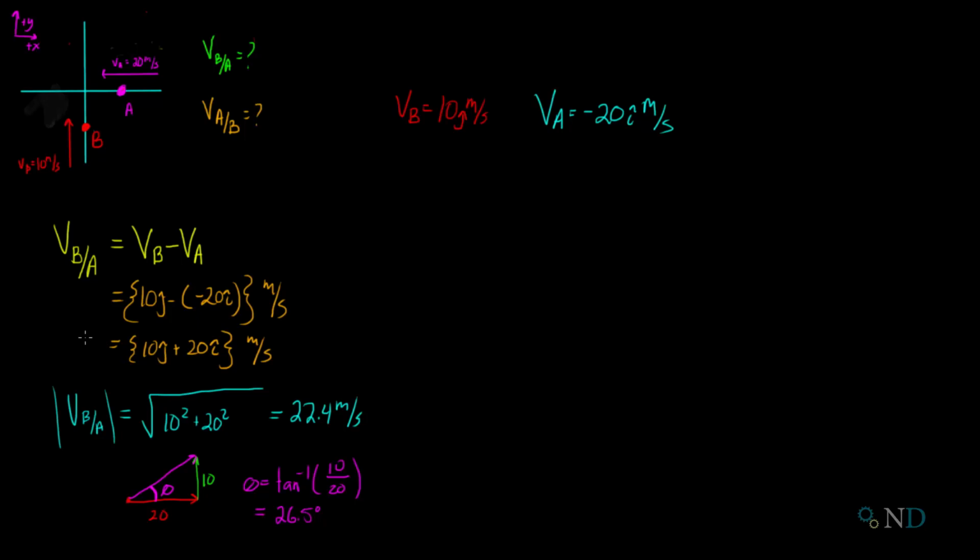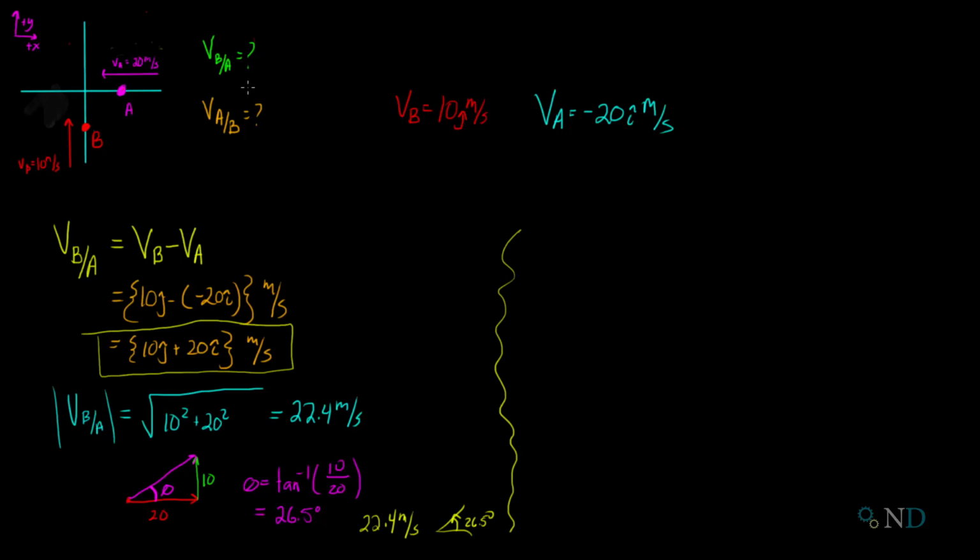So the relative velocity can either be expressed this way, or it can be expressed as 22.4 meters per second at an angle of 26.5 degrees. Now, let's look at the other relative velocity, our relative velocity of A with respect to B. Our relative velocity of A with respect to B is going to be our velocity of A minus the velocity of B. So this is going to be equal to minus 20i minus 10j.